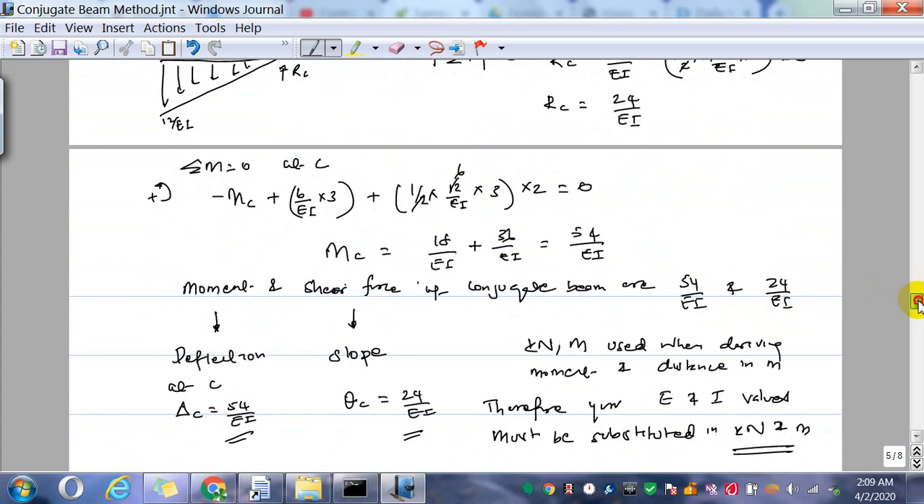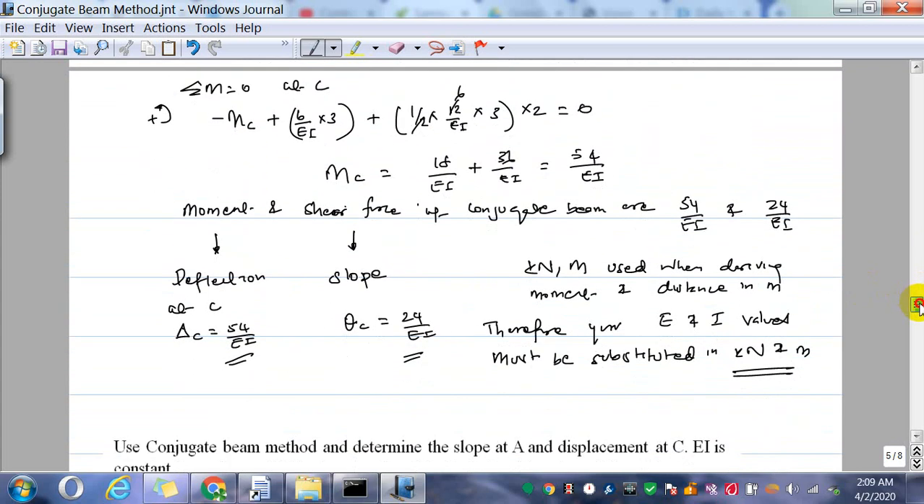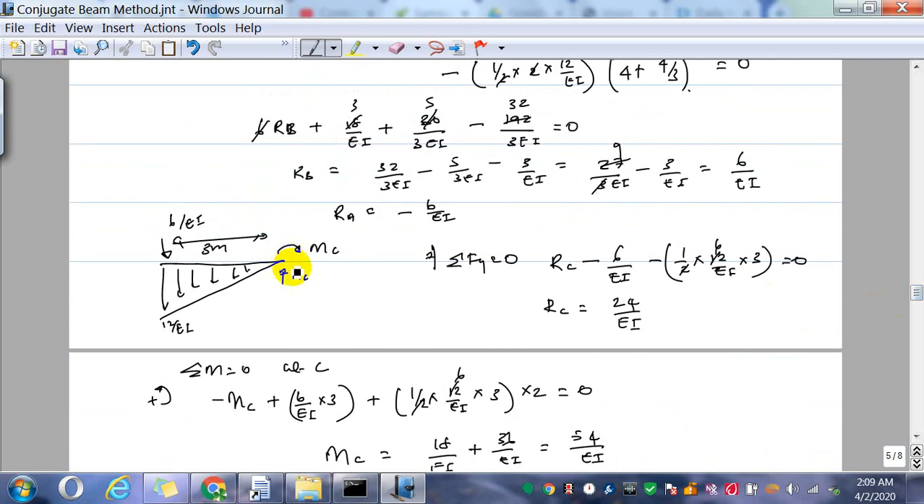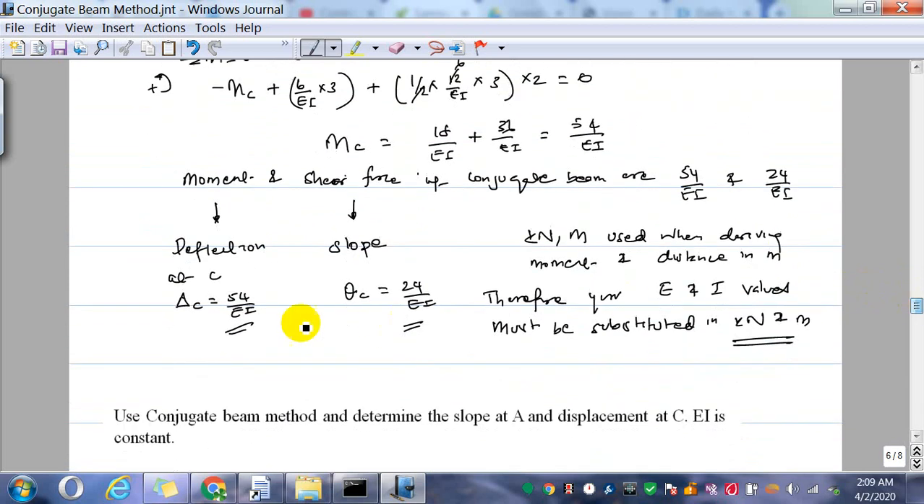because for a counterclockwise rotation, we got this 24.8. So these two values will be applied with the minus sign. So for example, if I have marked this RC downward and MC counterclockwise, I would have got a negative value here. Okay, so which means it's a downward deflection and clockwise rotation.